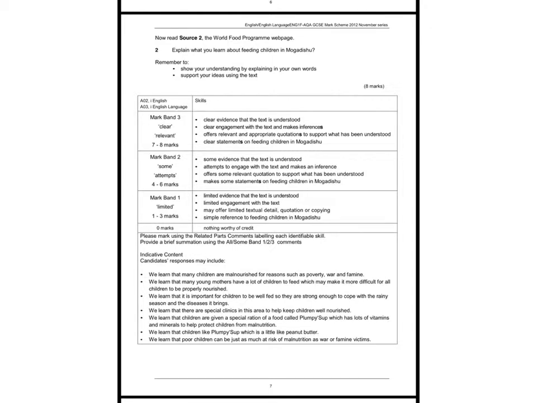So here's what the mark scheme looks like, and to get into the top band, which is 7 and 8 marks, you've got to make sure that your answer is clear and relevant. You've got to make it clear that the text is understood. You've got to engage with the text and make inferences. That means that you've got to read between the lines and offer your own interpretation of things, and then use relevant quotations to support what you've said and to show that you've understood it, and to make clear statements on feeding children.